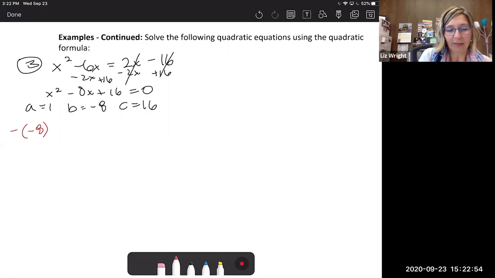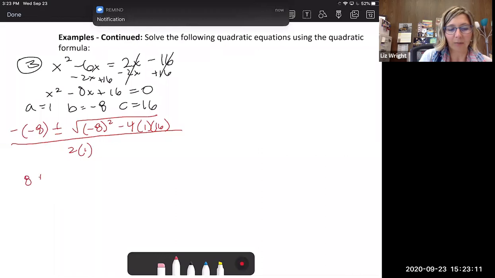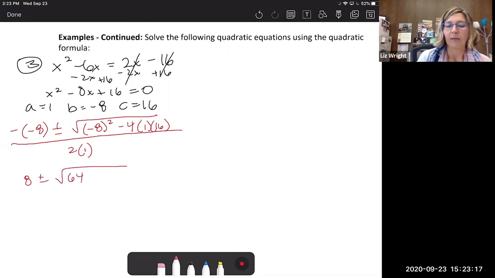So we've got negative negative 8 plus or minus the square root of negative 8 quantity squared minus 4 times my A times my C, all over 2A. So my negative negative is going to give me a positive, so it's 8 plus or minus. Here we've got 64. It's positive because it's a negative 8 times a negative 8. Now do your 4 times your 1 times your 16. That's going to give you 64. So you've got that all over 2.